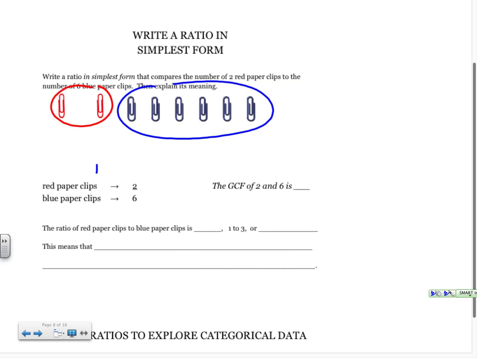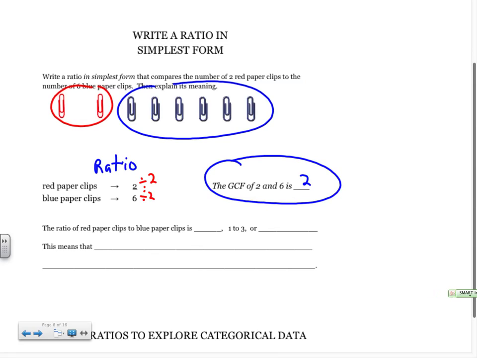We can write this ratio in fraction form as 2 to 6. I need to simplify the ratio just like I would simplify a fraction. So I know the GCF of 2 and 6 is 2. So I'm going to divide 2 by 2 and 6 by 2. And 2 divided by 2 is 1. 6 divided by 2 is 3. So the simplest form of 2 to 6 is 1 to 3.